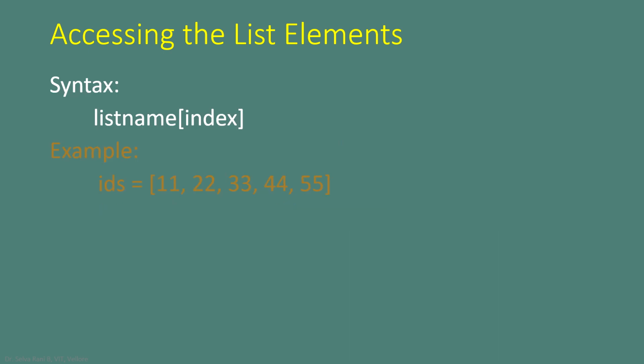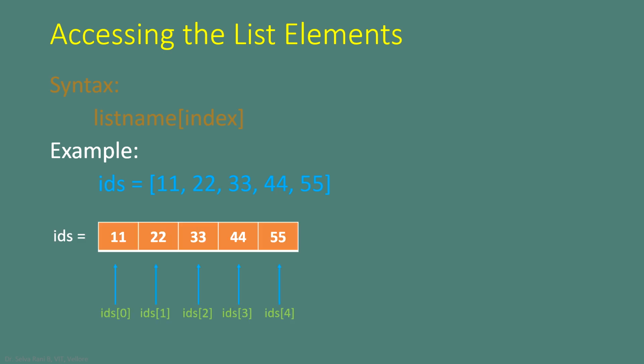Syntax for accessing one element from any list is the name of the list. Within square brackets, we have to provide the position or index of the particular element. Let's see an example. Let IDS is equal to 11, 22, 33, 44, 55 with 5 elements, where 11 is at the position 0. Hence, it can be accessed using IDS of 0. Similarly, 22 IDS of 1, 33 IDS of 2, 44 IDS of 3 and 55 IDS of 4.